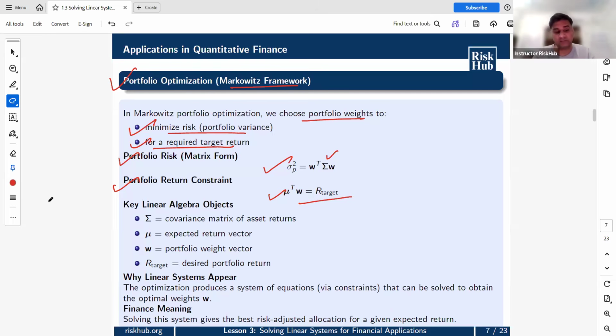The real institutional process here is that large asset managers solve gigantic optimization systems daily. Inputs include your expected returns, your covariance matrices, your transaction costs, your turnover penalties, your liquidity constraints, your ESG constraints, your sector caps. This becomes a massive constrained optimization. Linear algebra is the engine underneath, right? Which we need to understand, right? These are all given here, and optimization produces a system of equations via constraints that can be solved to obtain your optimal weights. And solving the system gives the best risk-adjusted allocation for a given expected return.